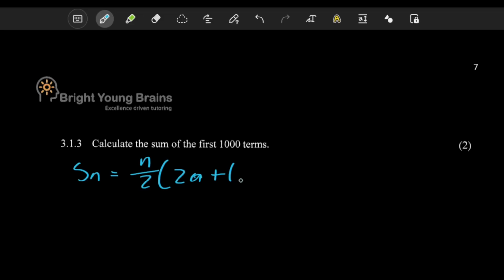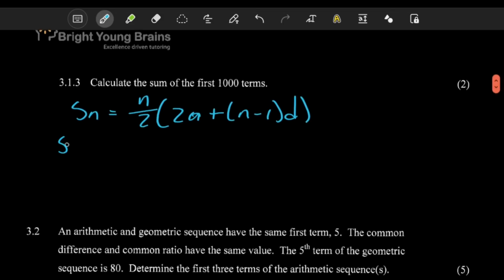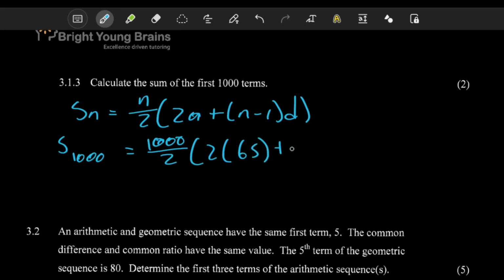But anyways, let's see. N minus 1 here, d. This is on your formula sheet. So the sum of the first 1000 terms, we know it's like 1000 over 2. The first term is 65, and we want the sum of the first 1000 here. So n is 1000. And then our value for d, our common difference, that's just an 8. And then the sum of the first 1000 terms.